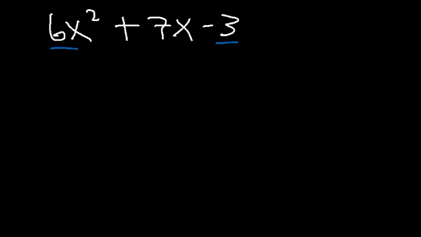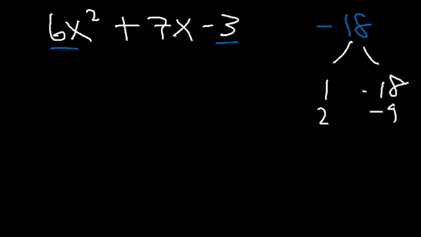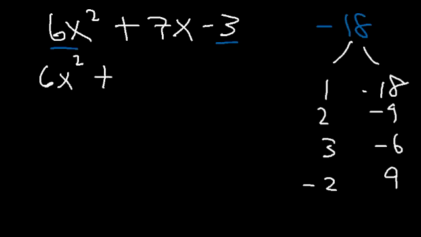So let's try another example where the leading coefficient is not 1. Try this one. 6x squared plus 7x minus 3. If we multiply 6 and negative 3, that is equal to negative 18. So we need to find two numbers that multiply to negative 18 but add to 7. So we have 1 and negative 18, 2 and negative 9, 3 and negative 6. Notice that 2 plus negative 9 is negative 7, but if we change it, negative 2 and positive 9 add up to positive 7. So let's replace 7x with 9x minus 2x. The order doesn't matter. We could make it negative 2x and 9x.